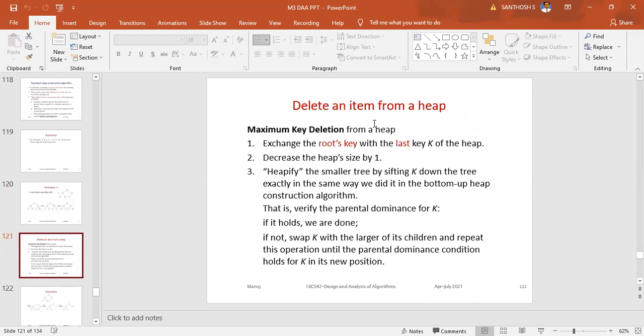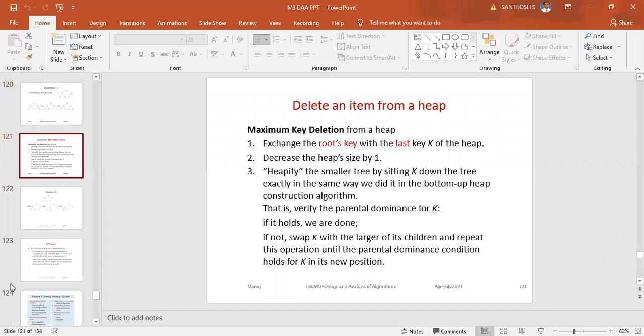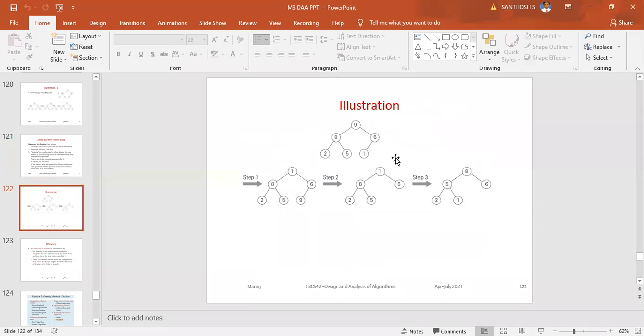Okay, so now suppose you are going to delete an element from the heap. How are you going to delete the element from the heap? Suppose maximum key deletion from the heap. Exchange the root key with the last key, decrease the heap size by 1, heapify the smaller tree by shifting K down the tree exactly in the same way we did in the bottom-up approach. That is, verify the parental dominance. If it holds, we are done. And if not, swap K with the larger of its children and repeat until the parental dominance holds for the key K.